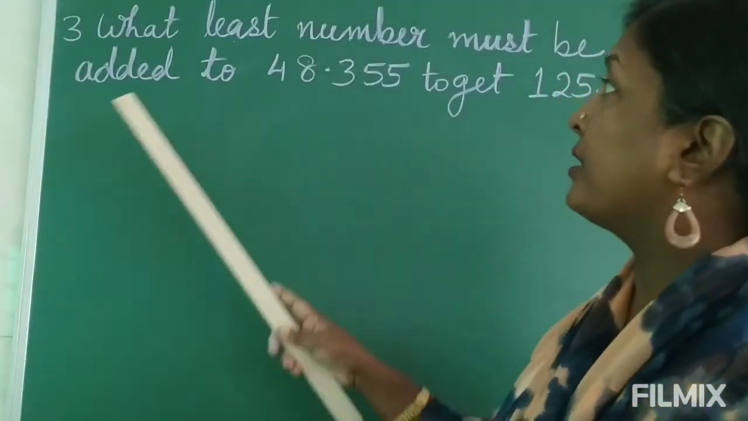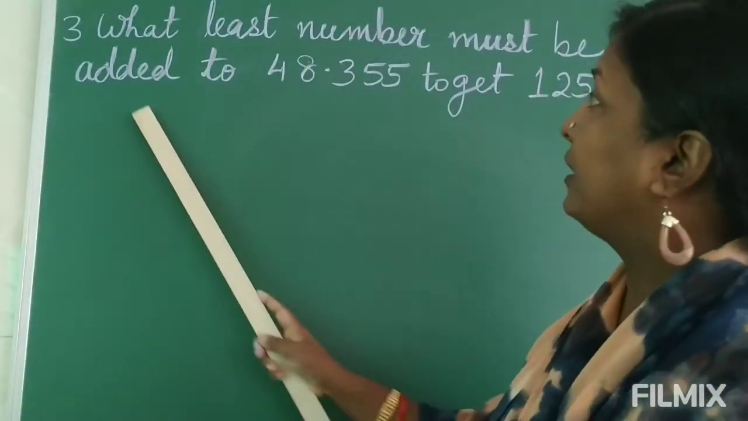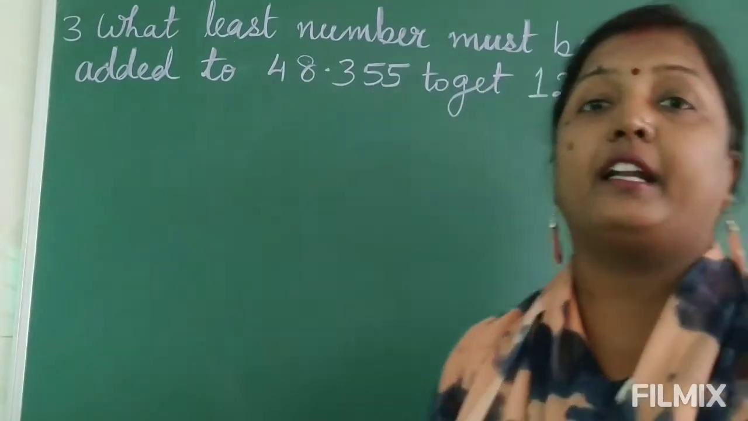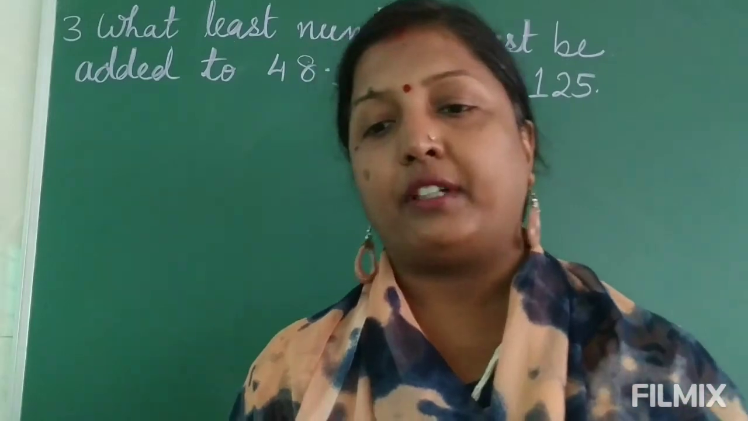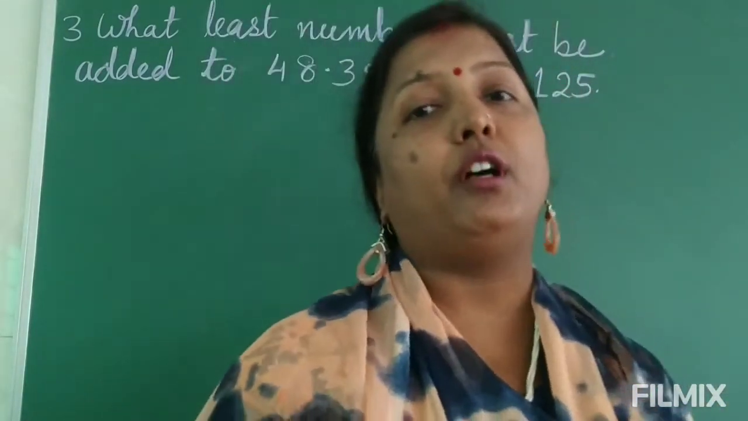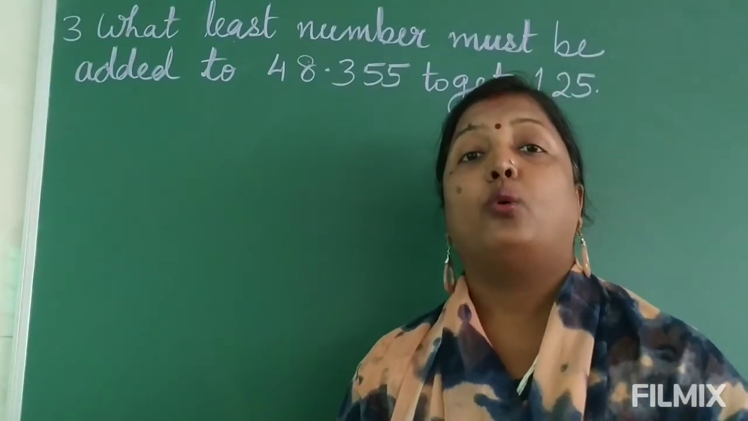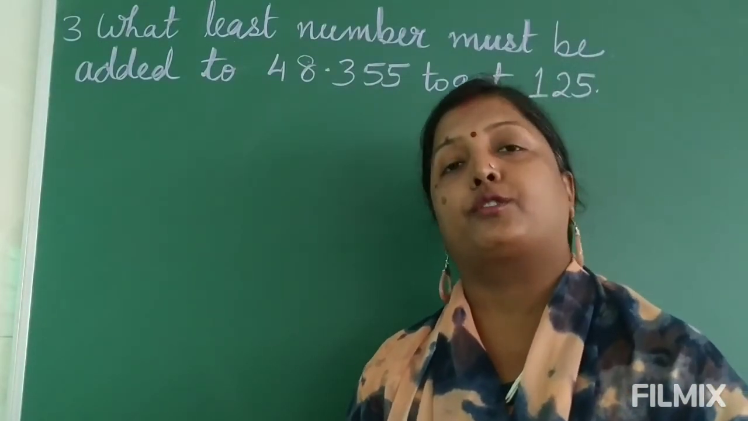So our next question is: what least number must be added to 48.355 to get 125? So here we have a decimal number and we also have a whole number. Now, first we need to understand what operation is to be done here.